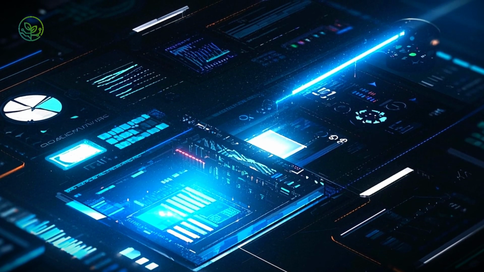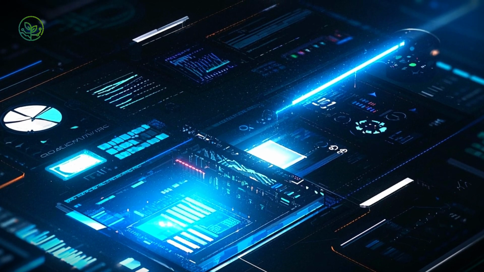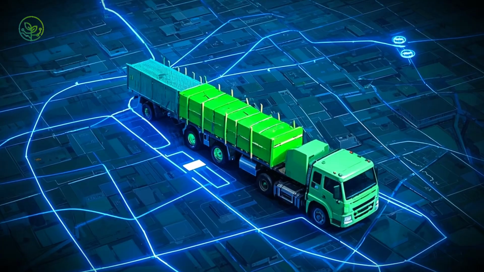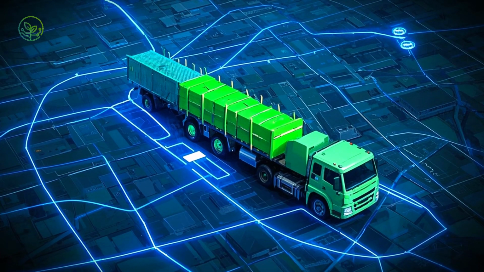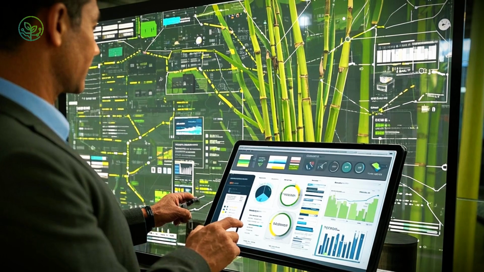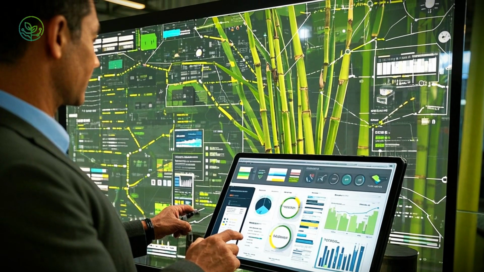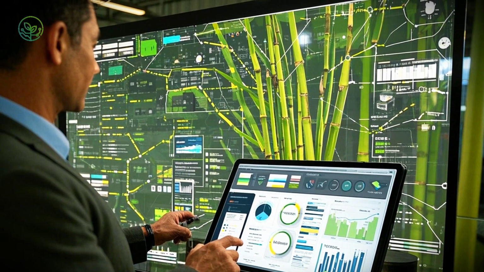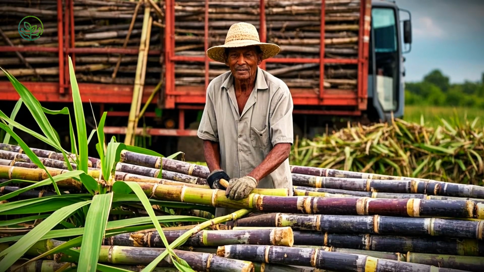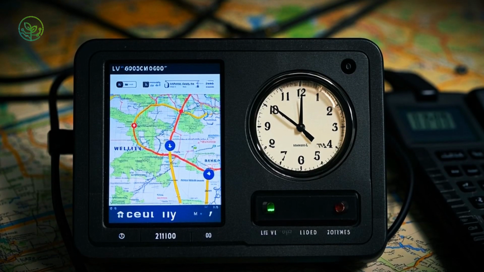Today's most advanced sugar operations are turning to algorithms, systems that integrate weather forecasts, harvester telemetry, soil conditions, and traffic data to calculate in real time which truck should go where and when. These aren't generic routing apps. They're agro-intelligent platforms designed to move biomass under metabolic threat, and when implemented well, the results are immediate.